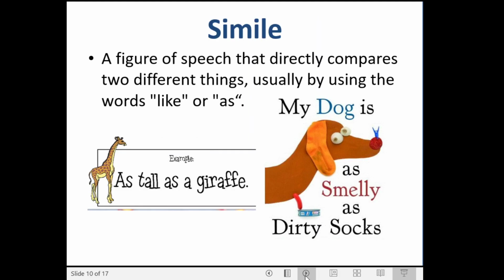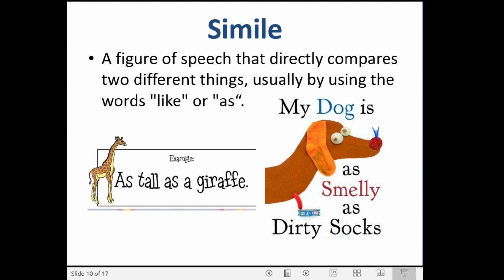Oops, blank slide. Simile. Okay? This is one of two that are comparison sounds. It's a figure of speech that directly compares two different things, usually by using the words like or as. So, she was as tall as a giraffe.